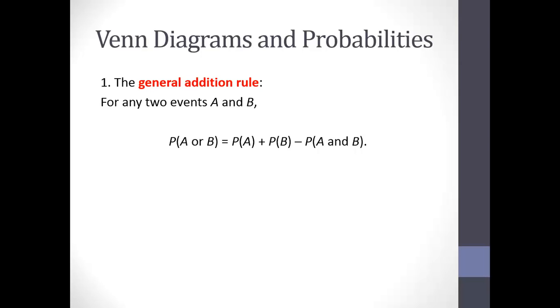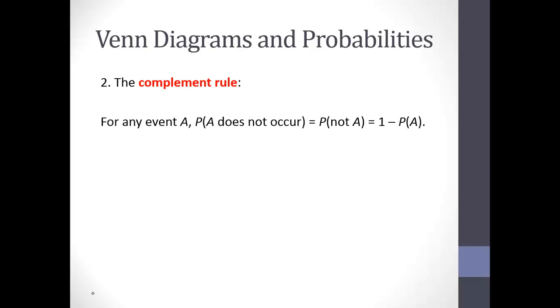This is always true. So for any two events that you're interested in, probability of A or B is equal to the probability of A plus the probability of B minus the probability of A and B. And we subtract that off because we have the double counting issue going on there. This is all review from last time. Secondly, we have the complement rule, which intuitively just says that the probability that something doesn't occur is equal to 1 minus the probability that it does occur. That was our second general rule, always true.